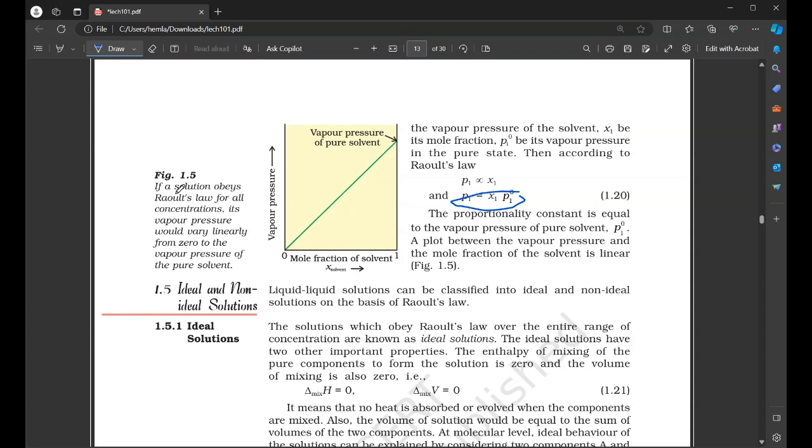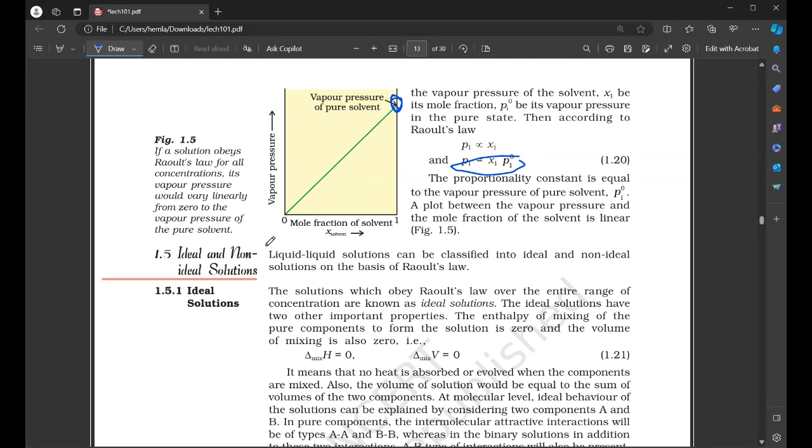If a solution obeys Raoult's law for all concentrations, its vapor pressure would vary linearly from zero to the vapor pressure of the pure solvent. Zero to pure solvent. Alright, if the graph is like this, it is following Raoult's law; if they give some random graph, it is not following Raoult's law.